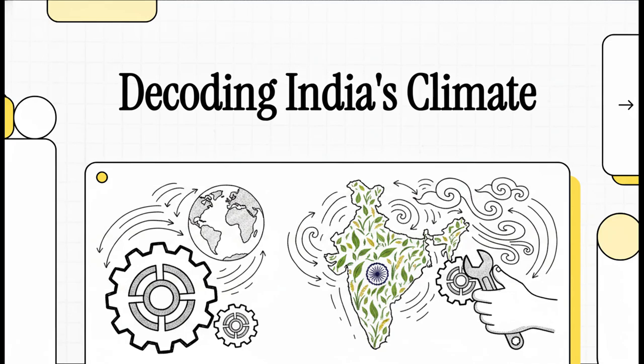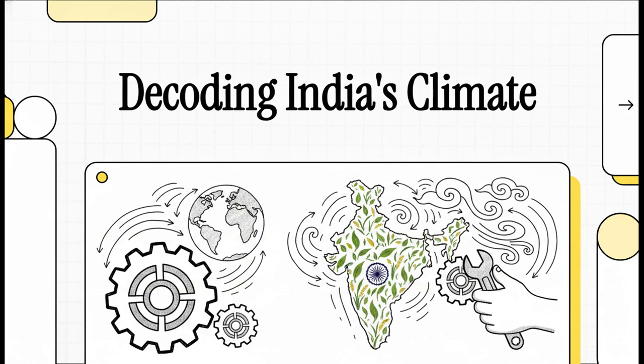Today, we're diving into something absolutely massive. I want you to picture a machine. We're talking about a sprawling, interconnected geographical engine of just staggering proportions. It literally dictates the lives, the agriculture, and the daily rhythms of over 1 billion people. Today, we're decoding India's climate.